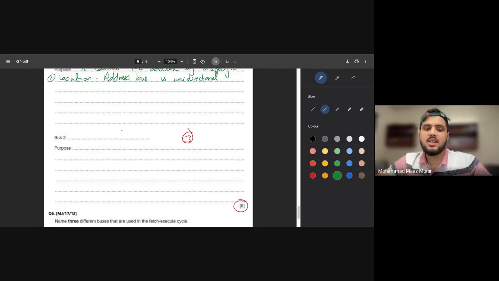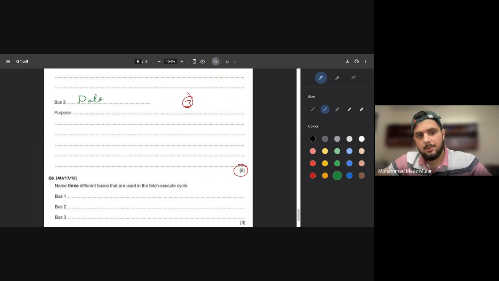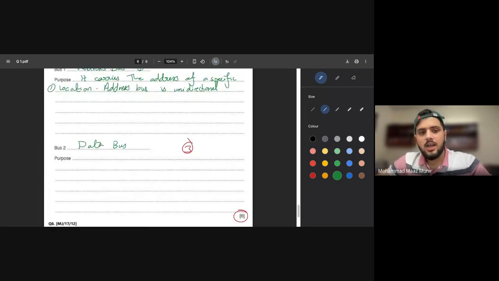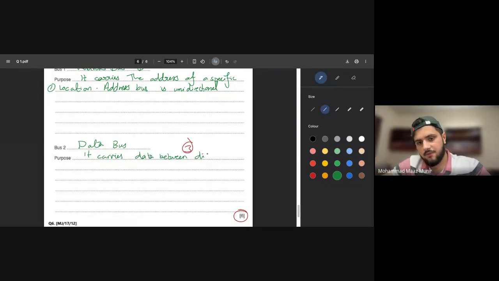The second one can be anything. So maybe I go with data bus. Now for the data bus I'll write the same thing: it carries data between different components of the computer. And secondly, I'll write that the data bus is bidirectional.